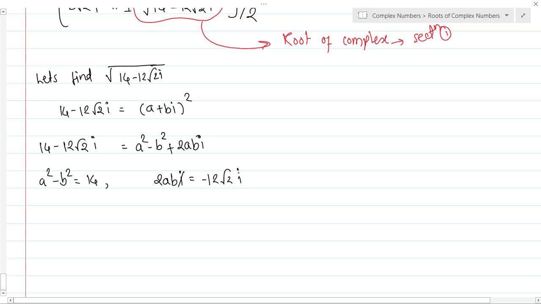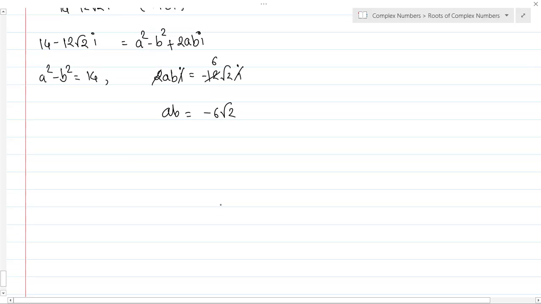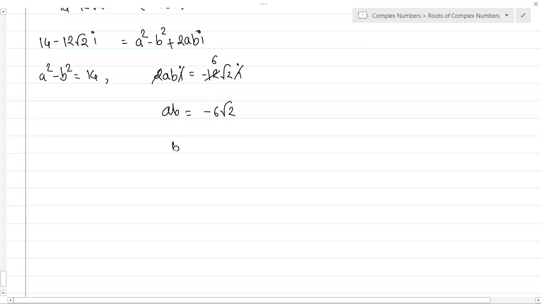So this i gets cancelled, this cancels 2, this cancels by 6. So we have ab is equal to minus 6 root 2. From that if I take the value of b, I will get minus 6 root 2 by a. So let's substitute in this equation. So a square minus b square, meaning 36 into 2, becomes 72 by a square, is equal to 14.